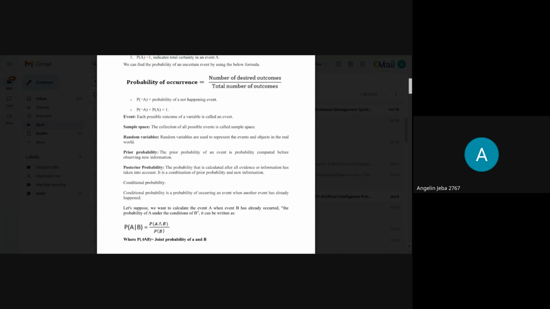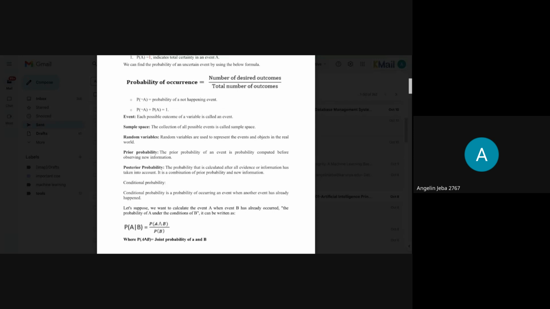So each possible outcome of a variable is called an event, and the sample space is the collection of all possible events. That is, if you roll the dice 8 times, the occurrence of each number will be the collection of all possible events, and that is the sample space. Random variables are used to represent the events and objects in the real world. The prior probability of an event is the probability computed before observing new information. After the event has occurred, it is the posterior probability.